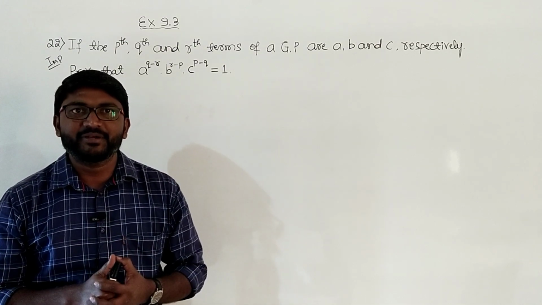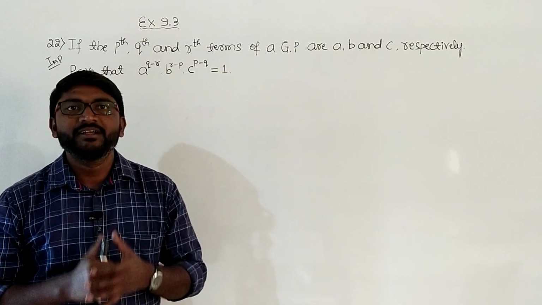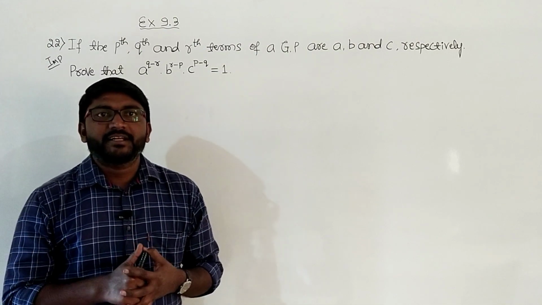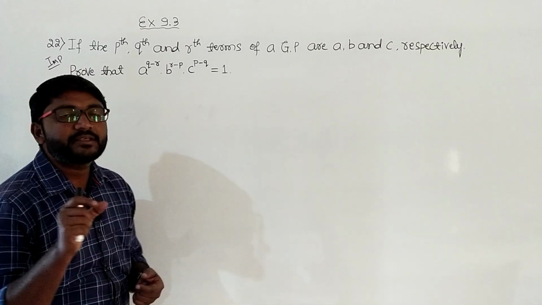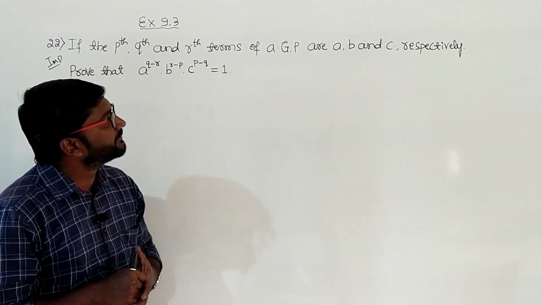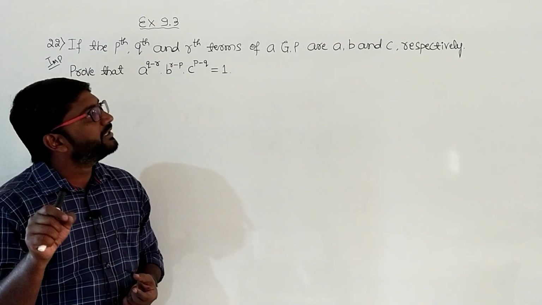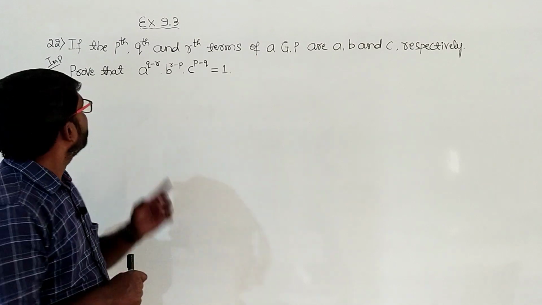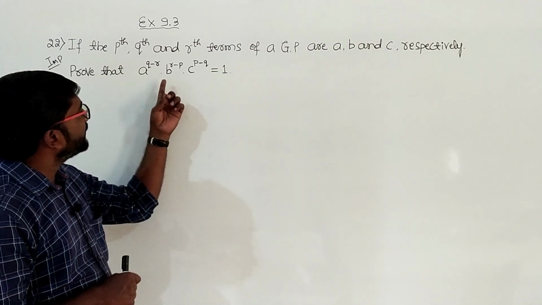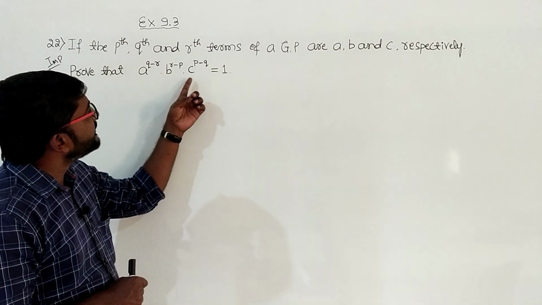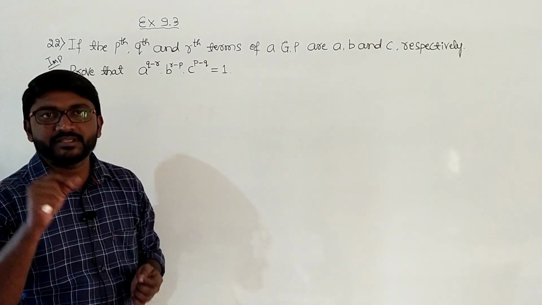So in the last class we have solved up to the 21st question. Let us continue with the 22nd question of exercise 9.3. If the pth, qth and rth terms of a GP are a, b and c respectively, then prove that a to the power q minus r into b to the power r minus p into c to the power p minus q is equal to 1.